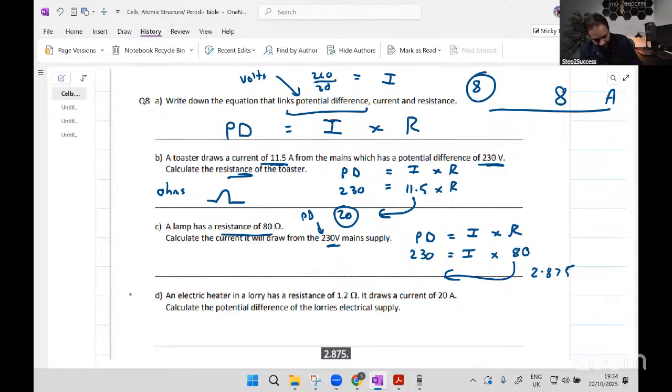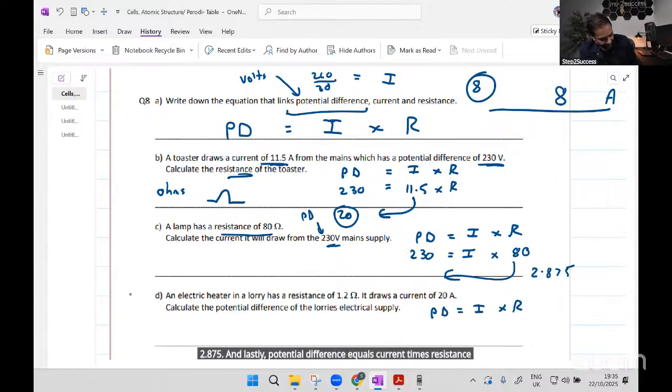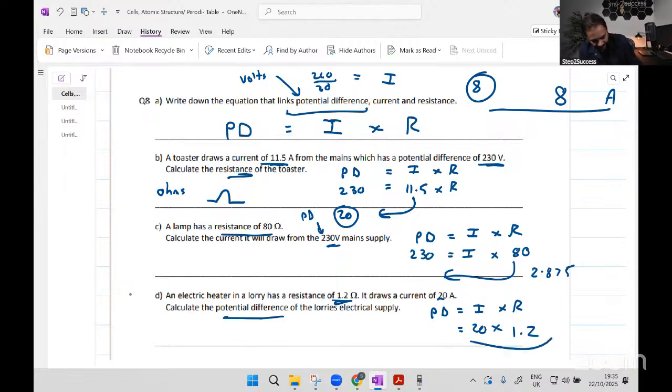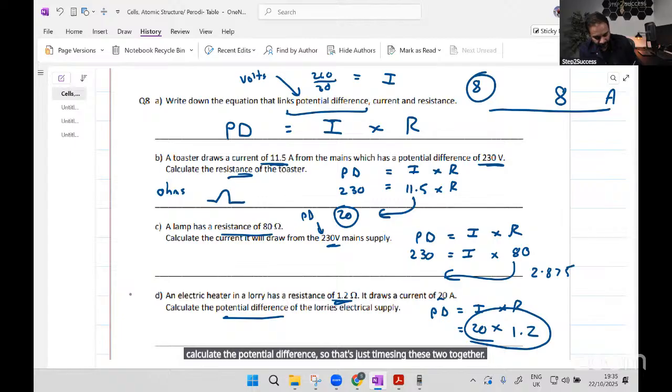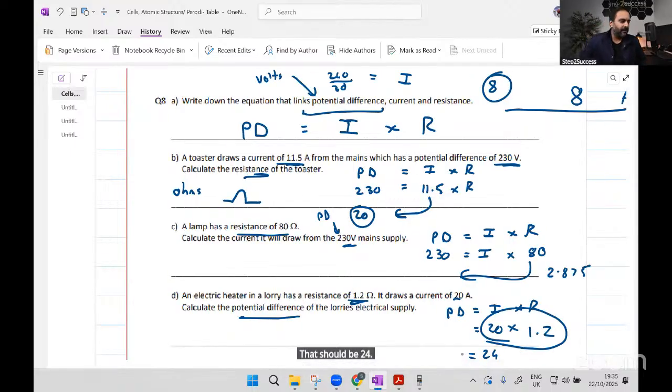And lastly, potential difference equals current times resistance. An electric heater has a resistance of 1.2. It draws a current of 20. Calculate the potential difference. So that's just timesing these two together. That should be 24, as the answer to that question. That is all of that done.